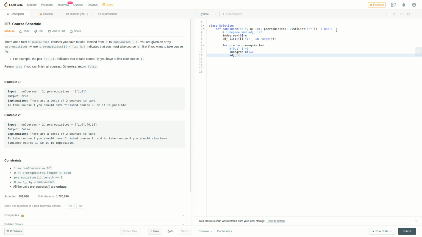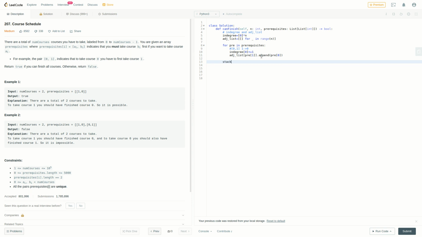Now the adjacency list is writing down the neighbors of a vertex. In our case, vertex 1, its neighbor is 0. So 1 is the second element, which is the first index. So pre1 append pre0. Now I have built the integer and adjacency lists.